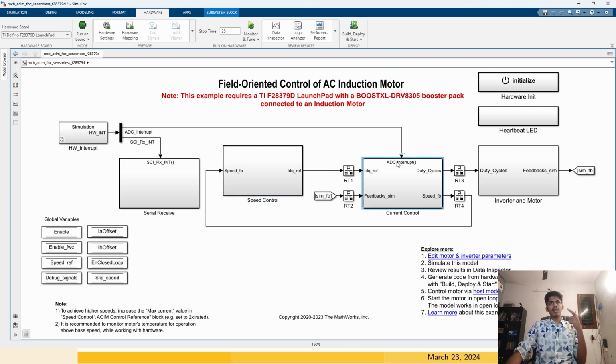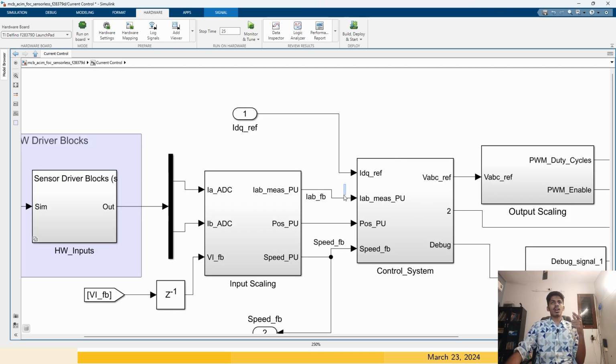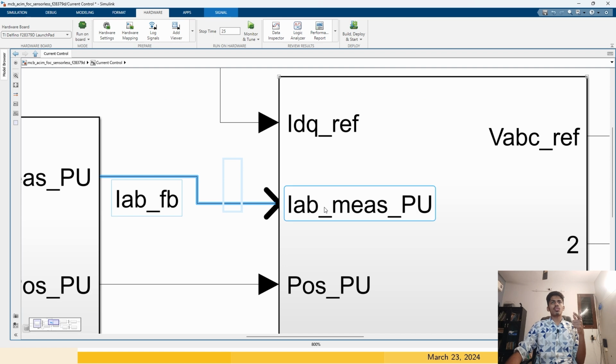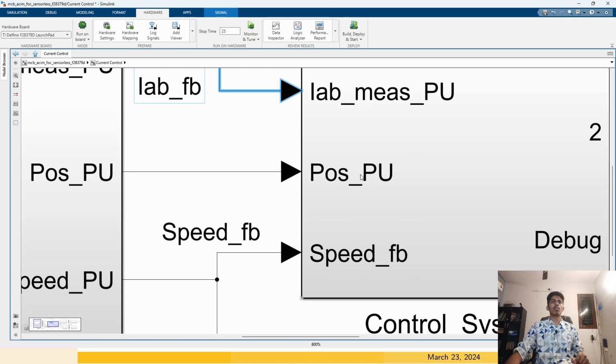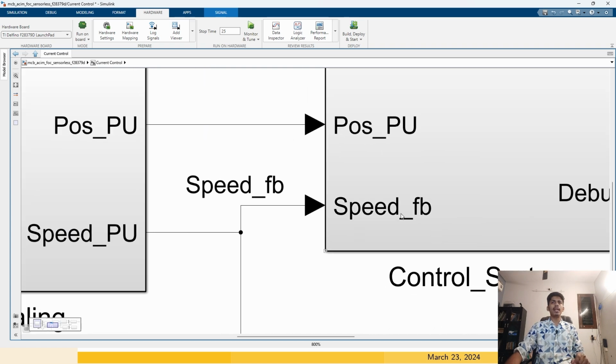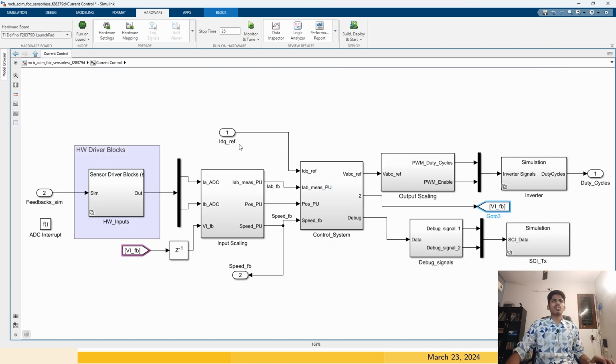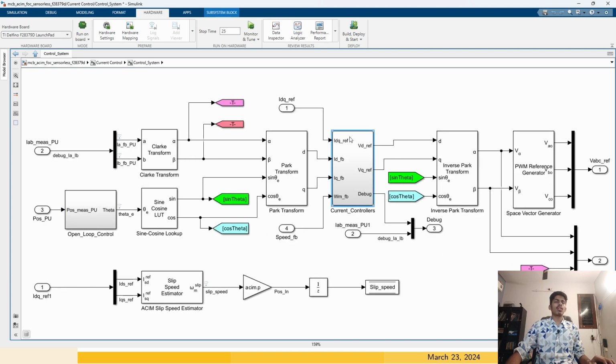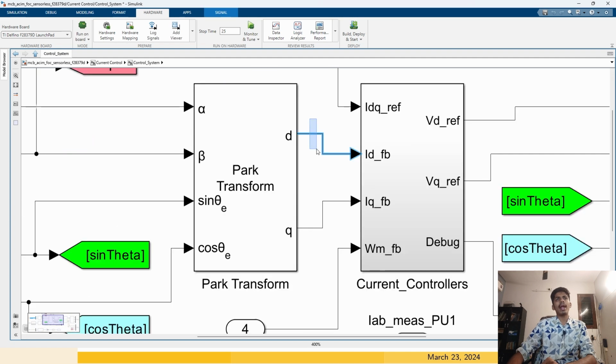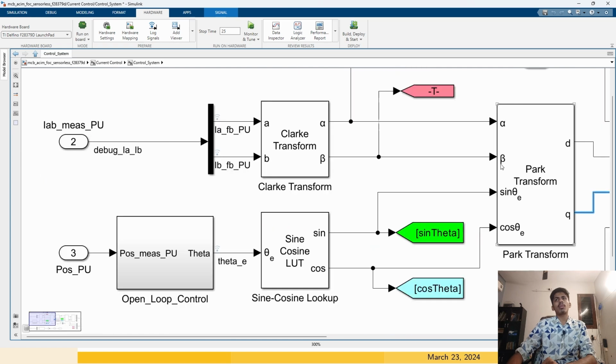Okay, so we have the reference current, and we have the measured IA and IB, the current for A phase and B phase, measured in per unit. PU stands for per unit. We also have the position in per unit, the speed feedback, and the ID and IQ reference currents. So let's go into the current control system. Here you can see the measured IA and IB currents are transformed to ID and IQ currents through the Clarke and Park transformation.